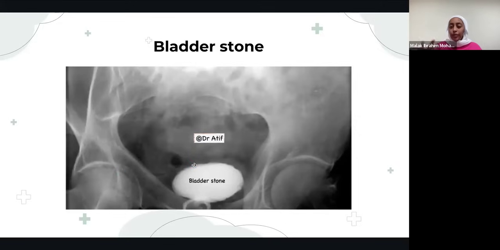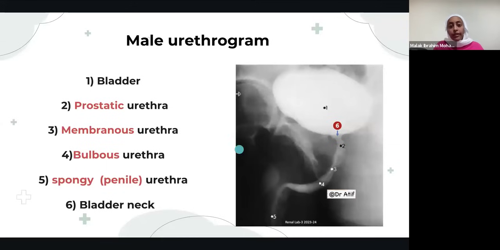It's really low yield. I've never seen it before, but I put it just for the sake of completion. Now the urethrogram, which is very important. This part, number 1, is going to be the bladder. A urethrogram shows you the urethra and also the bladder from the top. This is going to be the bladder.